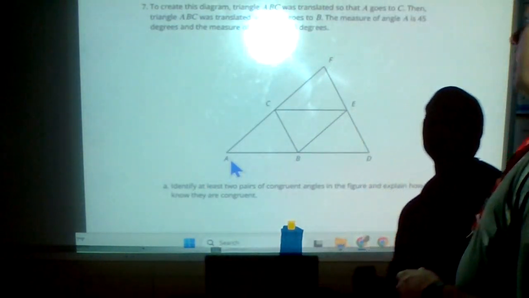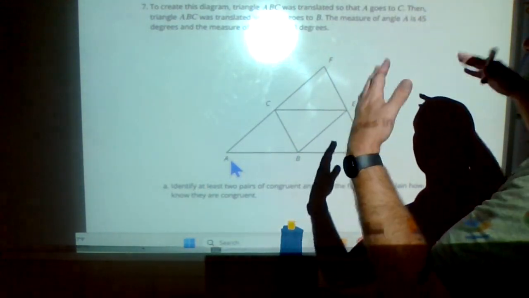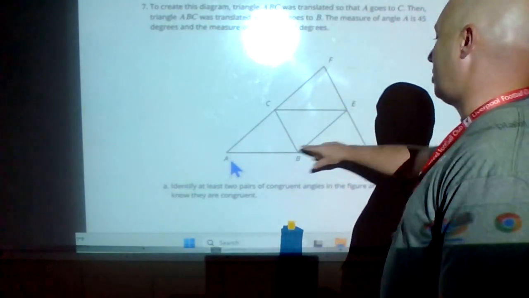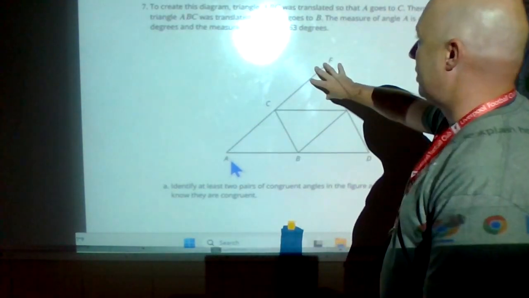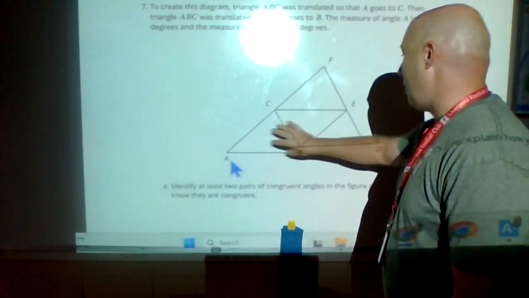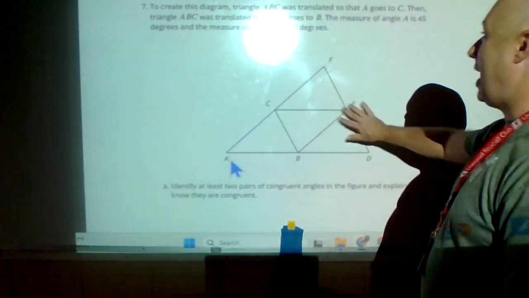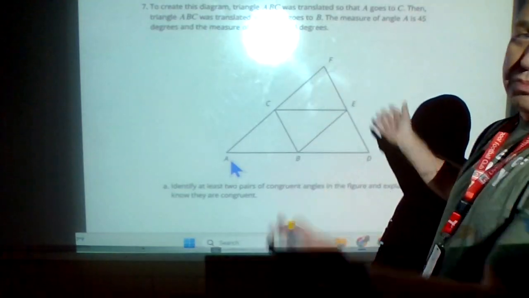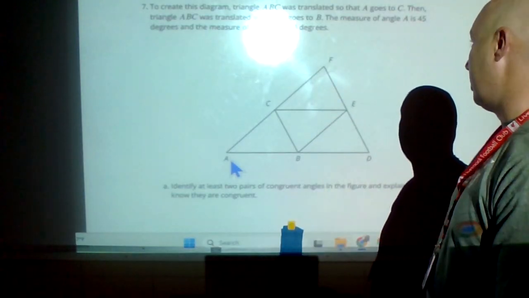Okay? All right, so here's what we got. We got a triangle. We took A, B, C. We took this triangle. We translated it so A goes to C. So we slid it up. Then it says we translated it so A goes to B, and that's how we got this picture. So we took this triangle and translated it twice, and we get this drawing that we have on the board here. All right?